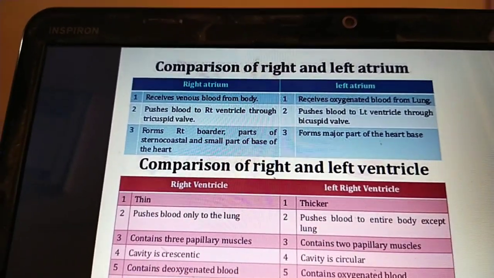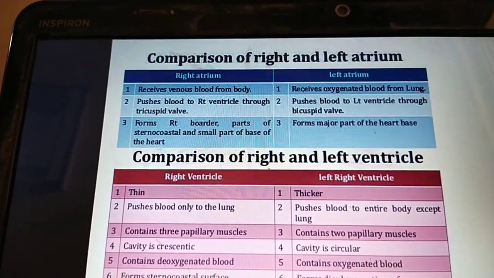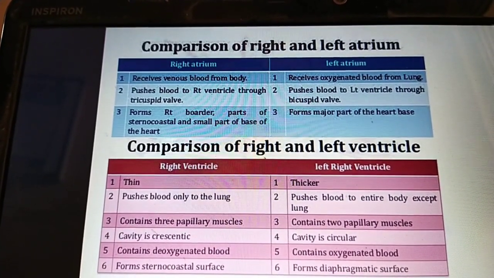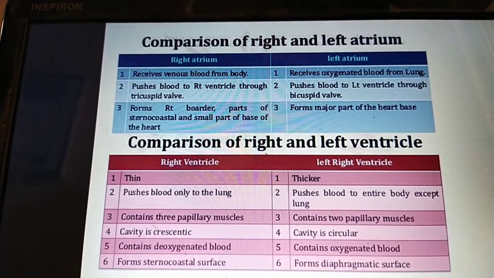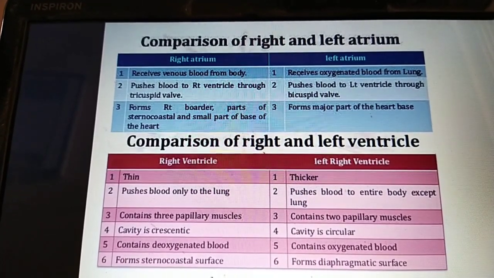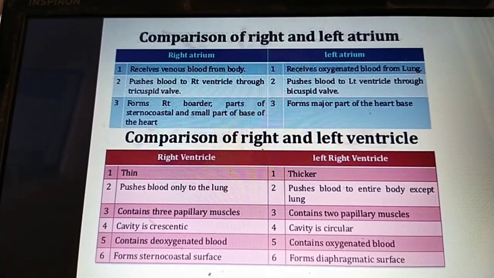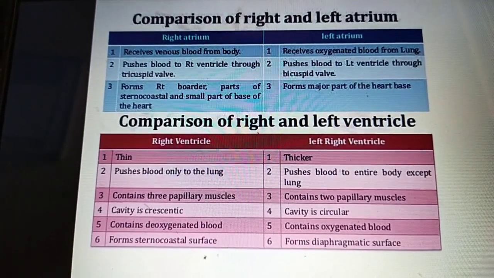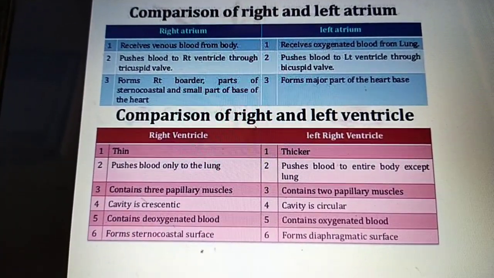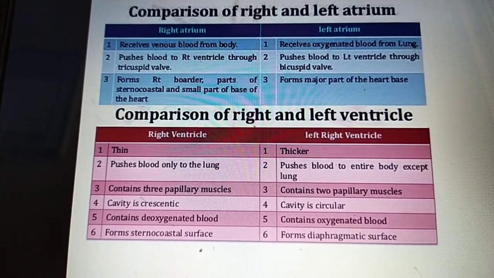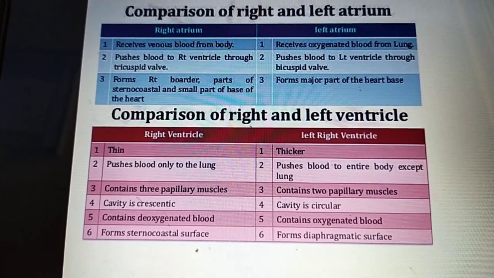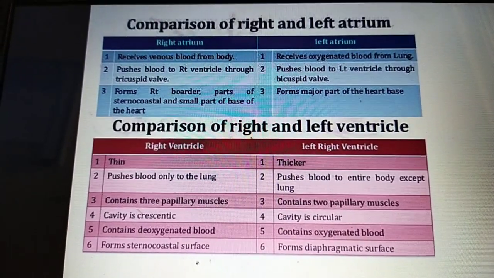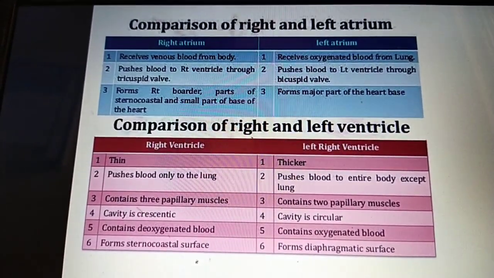It receives the venous blood from the body. It receives the oxygenated blood from the lungs. It pushes the blood to the right ventricle through the tricuspid valve. It pushes the blood to the left ventricle through the bicuspid valve. It forms the right border, parts of the sternocostal and a small part of the base of the heart. It forms the major part of the base and posterior surface of the heart.